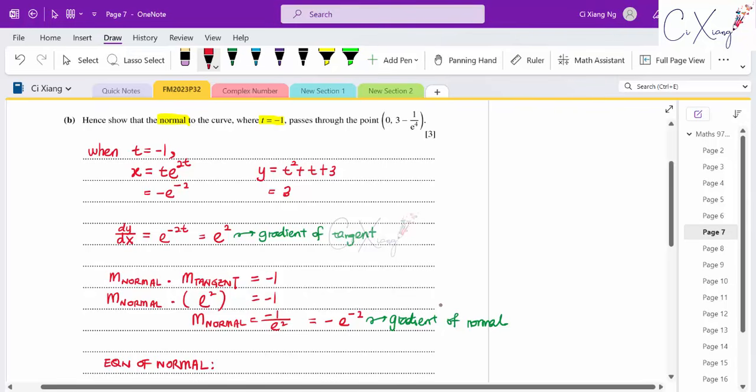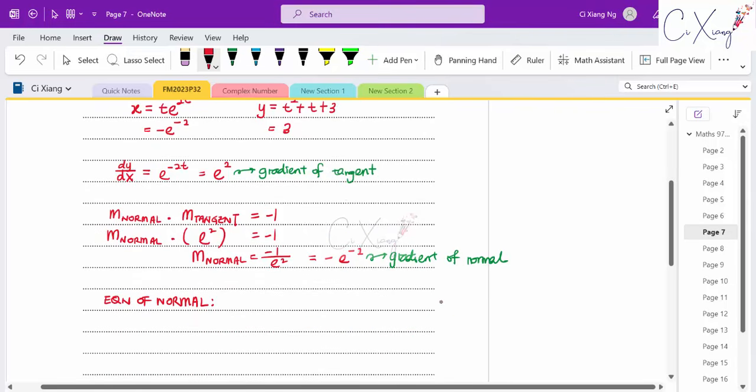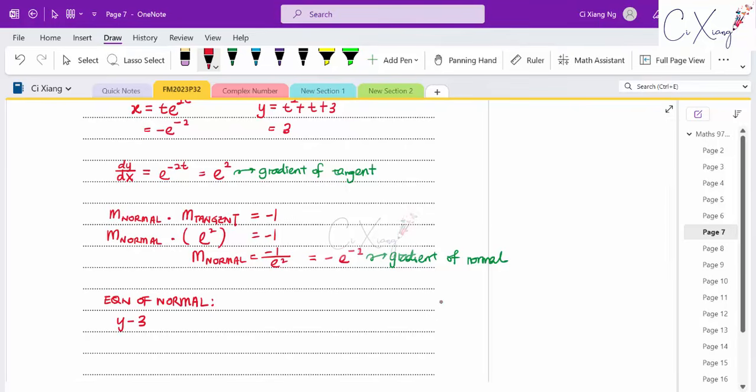So what is the equation of normal here? I'm using the general formula: y minus y1, that means y minus the y coordinate, equals 3, equals the gradient m times x minus x1. So m is negative e power negative 2, then x minus the x coordinate. The x coordinate is here, so x minus negative e power negative 2, I get positive e power negative 2.